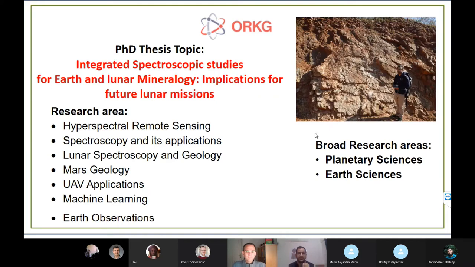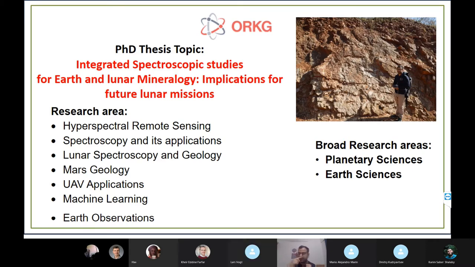So starting with my broad research areas, I'm working on remote sensing data sets for geological applications. I'm extracting field spectra and satellite images, and applying image processing and signal processing techniques so that I can get useful information, which is very useful in planning, mining and other geological markets. These are my research areas: hyperspectral spectroscopy, lunar and Mars geology, UAV applications, and machine learning.